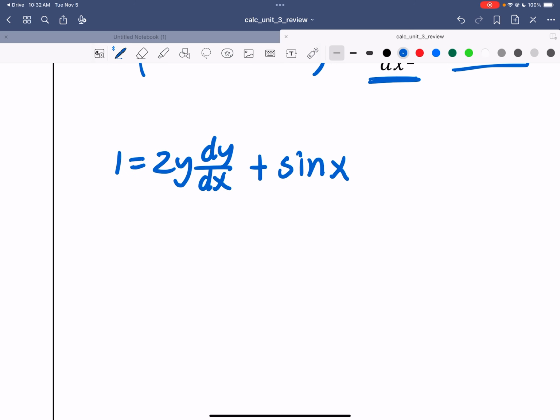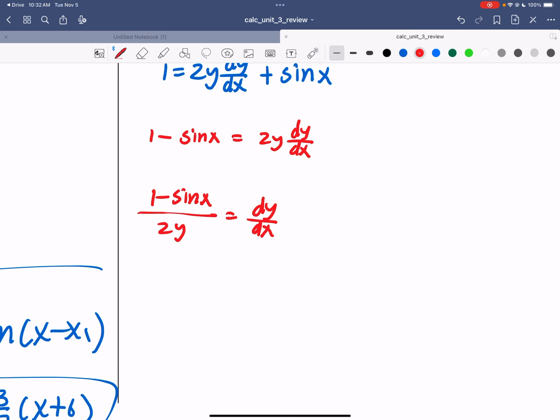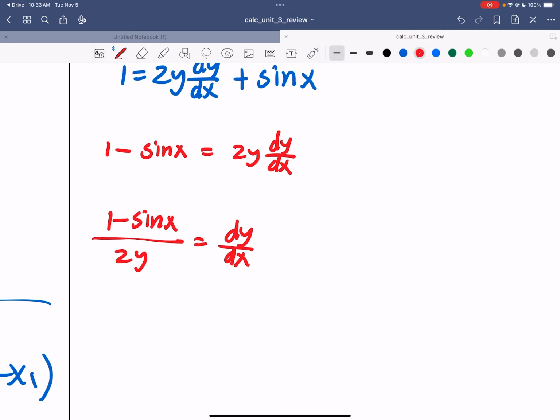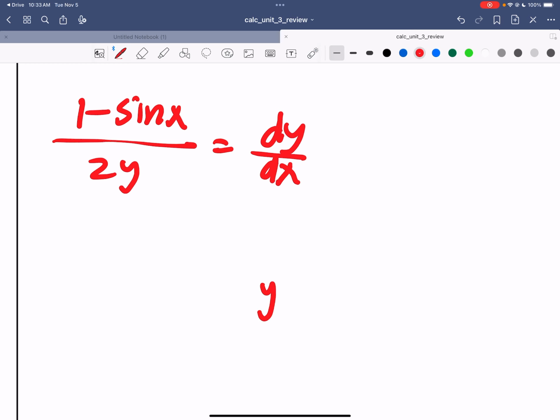So if I move everything here, first I'm going to subtract sine. So I will put 1 minus sine x equals 2y dy dx, and if I divide by 2y, it's going to be 1 minus sine x over 2y is equal to dy dx. All right? So that's the y prime. And you can plug in 0 and -1 here at this time, but what the question is asking for is the y double prime. So let's differentiate it.